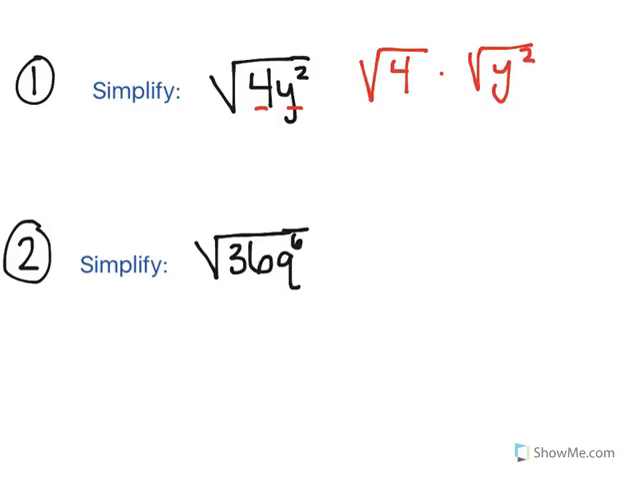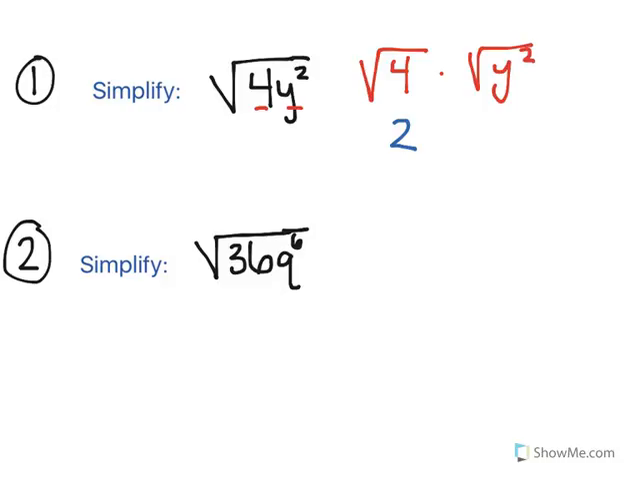Okay, well, I know the square root of 4. I'm going to think of what two numbers multiply to make 4. The square root of 4 is 2. Again, for the square root, you have to think about what two numbers multiply to make that number.